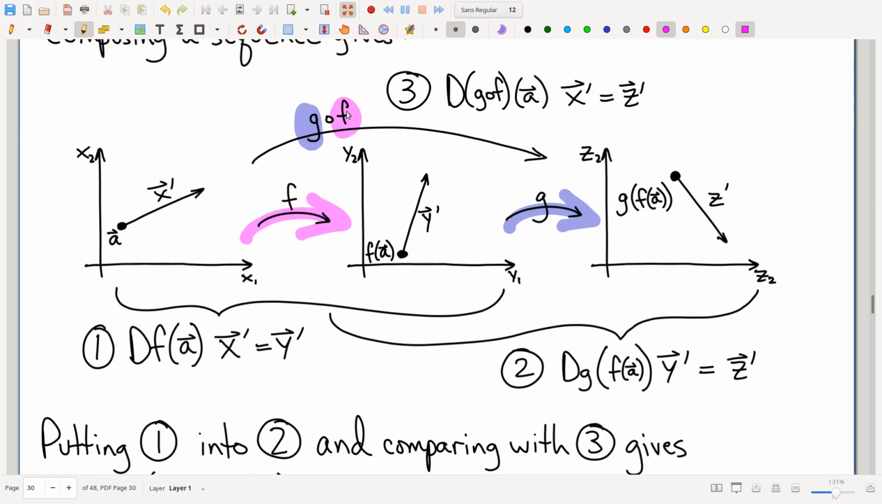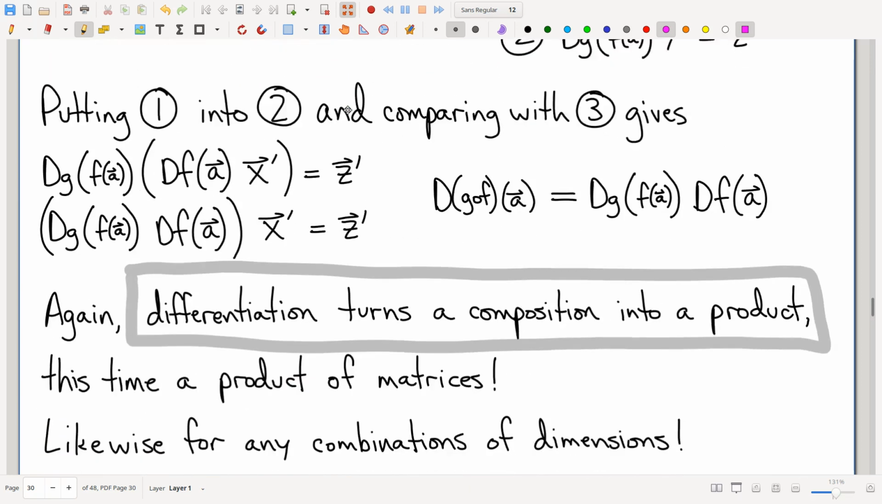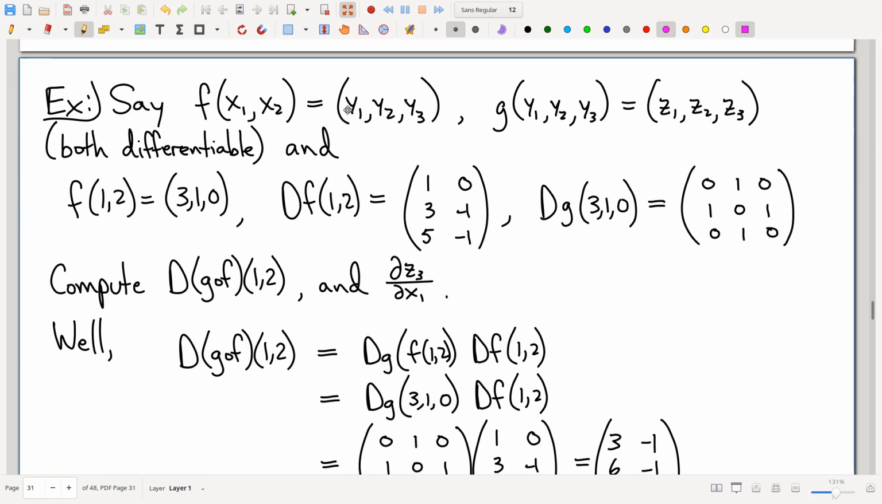Wait, which one is on the left and which one's on the right? Is it the first or the second? And which way does it go? You just got to keep that straight. Okay. All right, let's see an example.